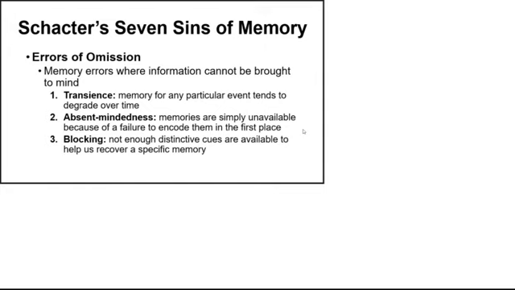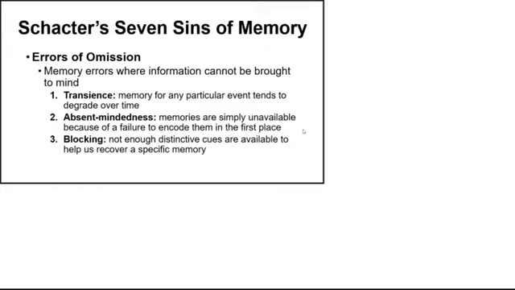So we might have transients. That would be more of our degrading over time. We haven't used the information for a while, so we don't necessarily have it accessible. Memories for particular events aren't always accessible because maybe we just haven't traveled that path enough. It hasn't been relevant enough. There's absent-mindedness, where memories are simply unavailable because of a failure to encode them in the first place. So absent-mindedness just means we haven't paid enough attention. Maybe we never got them encoded properly in the first place, so we can't recall it because it's not there to recall.